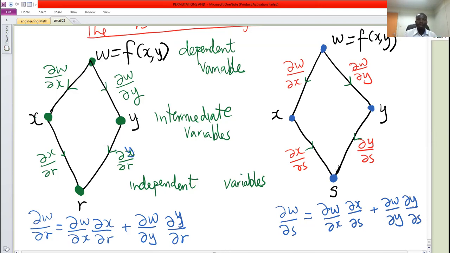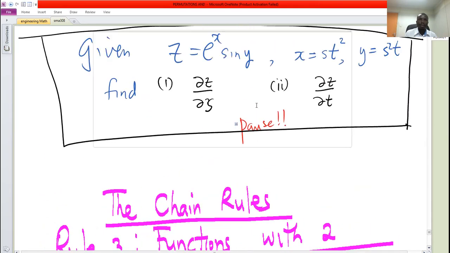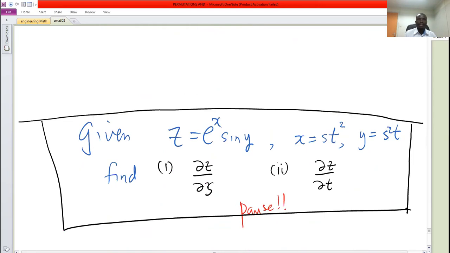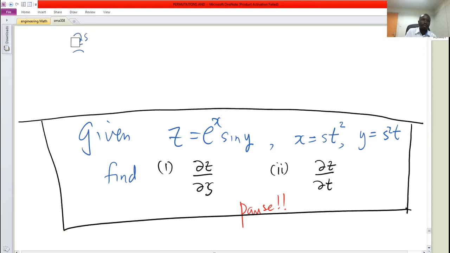So now we can go and solve the problem that we posed last time. Given that Z is e raised to the power X sine of Y, and X is s t squared, Y is s squared t. So partial Z, partial S by definition. Let's write the formula now.